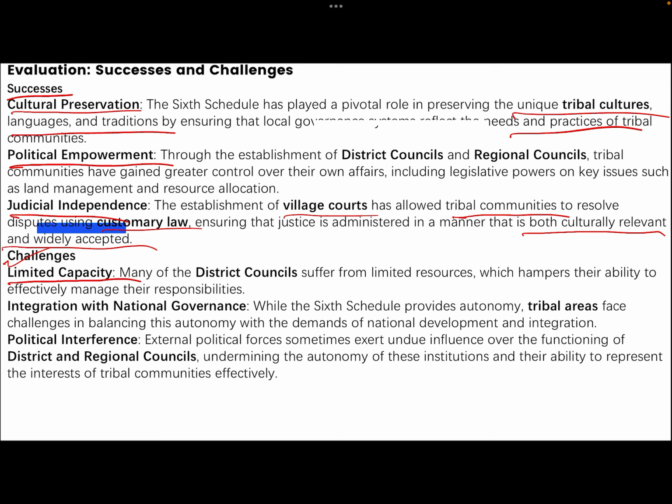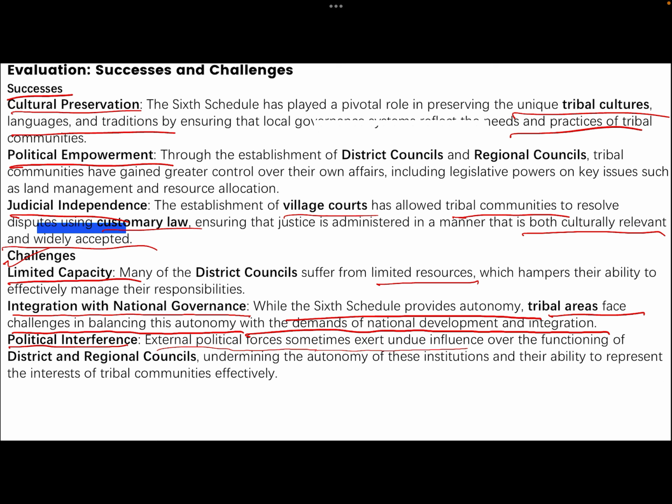The challenges are, they have limited capacity because they suffer from limited resources, so they cannot discharge their responsibility. Integration with the national governance is hard; it is hard to integrate these tribal areas with the national governance. While the sixth schedule provides for autonomy, tribal areas actually face challenges in balancing autonomy with the demands of national development and integration also. Political interference is another challenge for these areas. External political forces sometimes exert undue influence over the functioning of district and regional councils, which undermines the autonomy of these institutions and their ability to represent the interests of the tribal communities effectively.